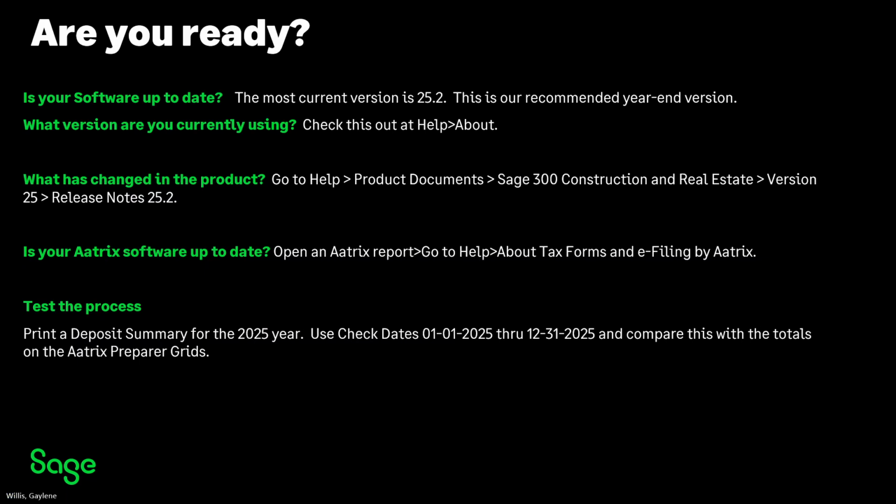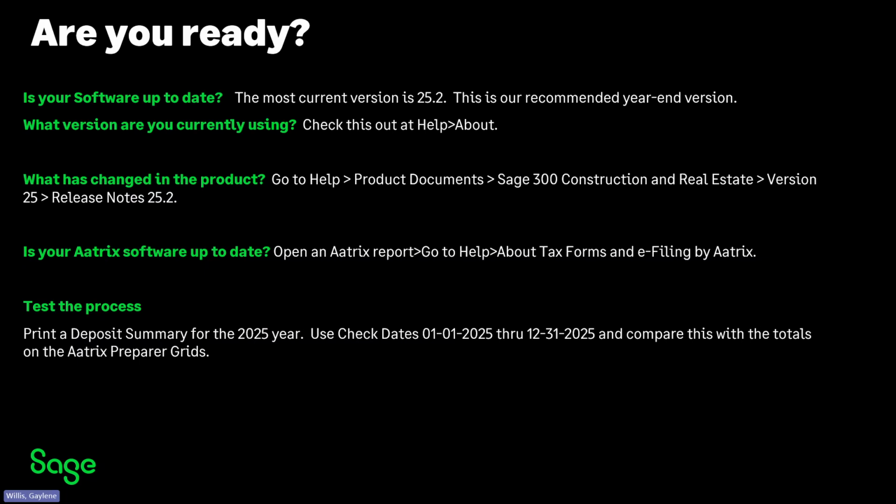Now, the notes are available for all your versions under the product documents. So Help, Product Documents, and you'll be able to pull in and see what the most current version is out there, and then double click on it and get to the details. Per application, you'll be able to see what's changed. So you'll go to Help, Product Documents, Sage 300 CRE, or Construction and Real Estate. For right now, you'll see version 25 and Release Notes 25.2.